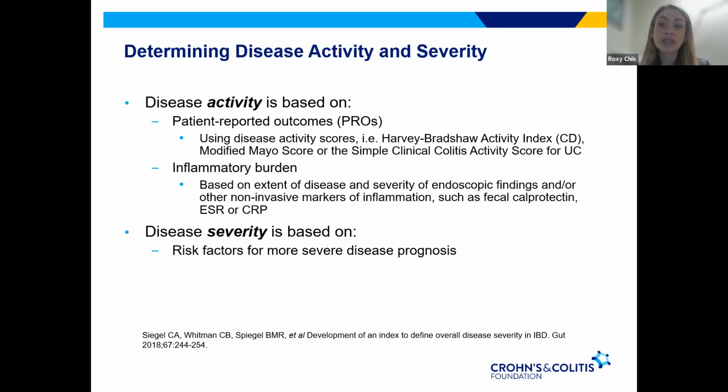And then inflammatory burden will also tell us how active the disease is. And as I said previously, we can use non-invasive markers like a CRP or a fecal calprotectin to tell us how much inflammation there is, or we can look endoscopically. And then disease severity, we do have certain phenotypes that have more of a potential to have a more severe course, and I'll talk about that. So just some patient characteristics that will predict a worse course for both Crohn's and UC.